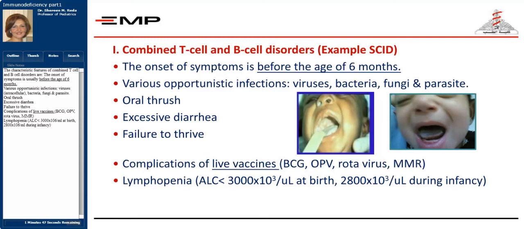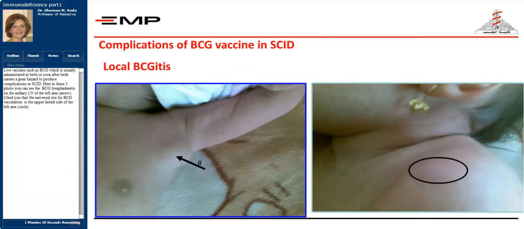The last thing is that these patients are liable to develop lymphopenia. The lymphopenia here is a characteristic feature. The absolute lymphocyte count is usually less than 3,000 per cubic millimeter at birth, or 2,800 per cubic millimeter during infancy. Complications of BCG in SCID are very common.